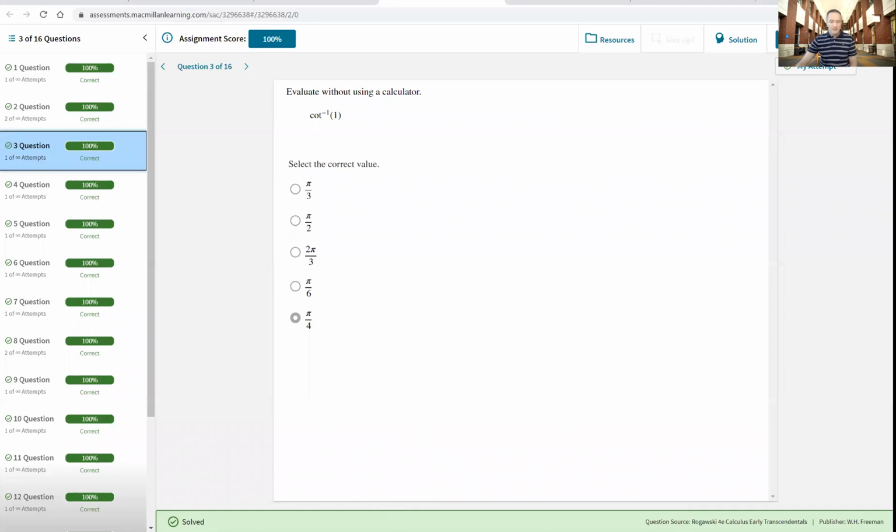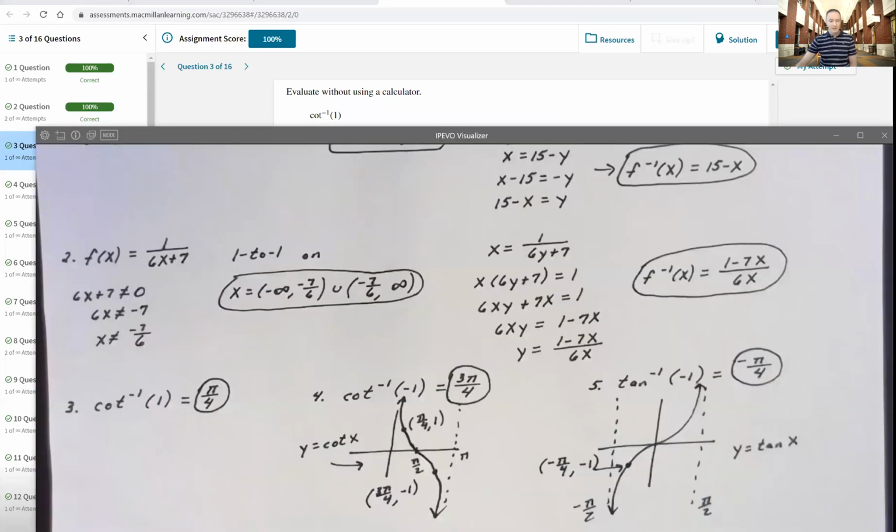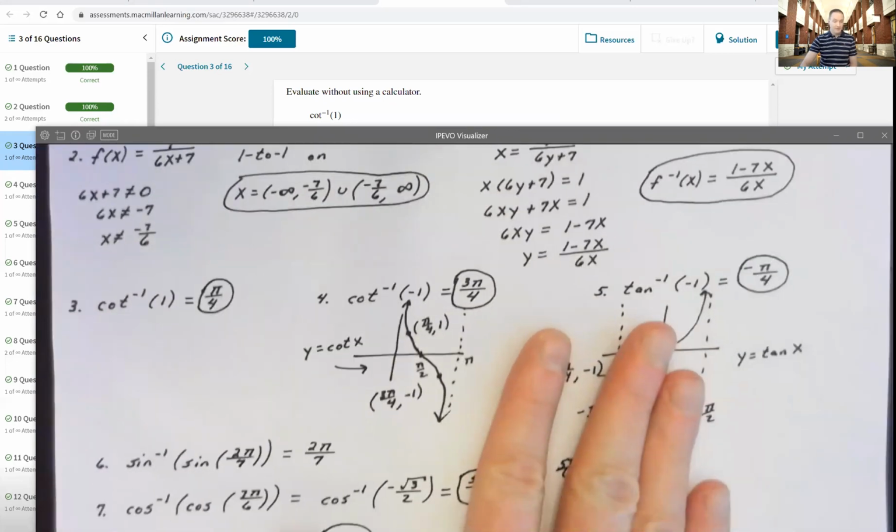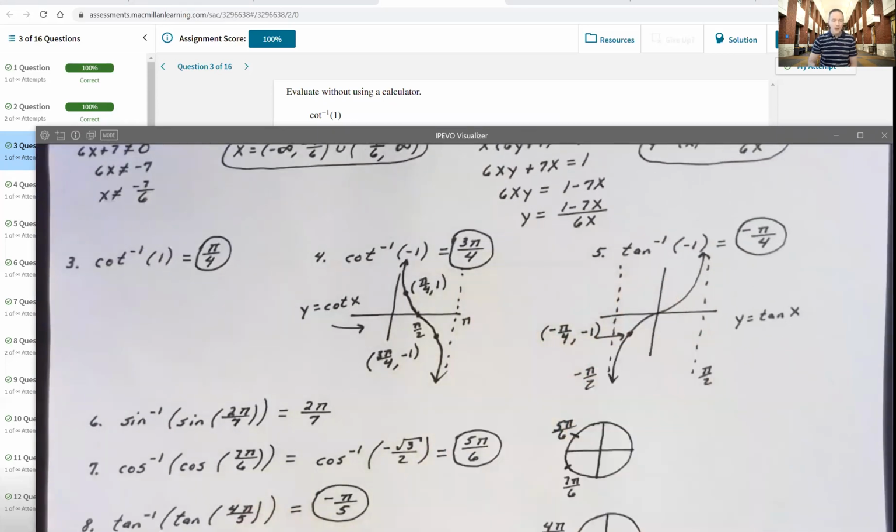Now, the more interesting problems in this section are these in which we deal with the inverse trig functions, and that's obviously the vast majority of them. In this first one, you should just know it. And when you think, how should I know that? Well, think about it. It's asking you the inverse cotangent of 1.